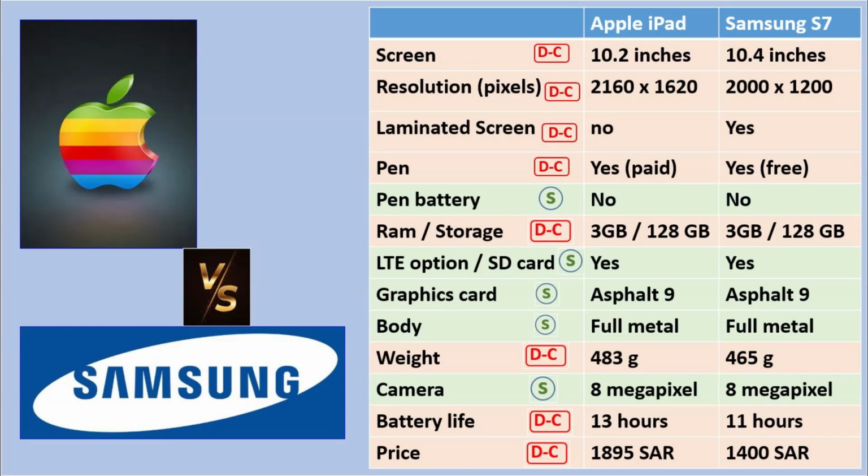Now, let's try an essay. A comparison between the Apple iPad and the Samsung S7. The first step is that we make brainstorming and collect all the possible relevant points. Then we divide them into similarities and differences. When you describe the differences, we need to draw comparisons.